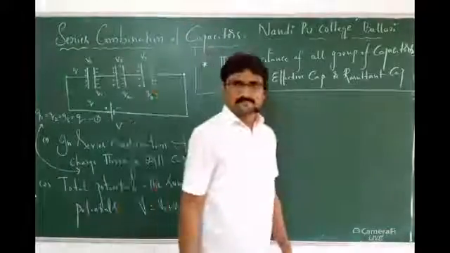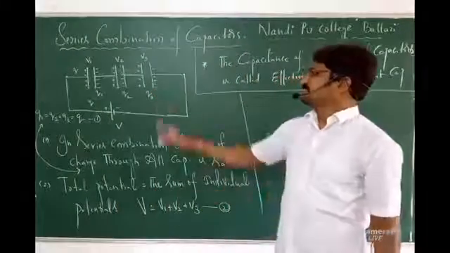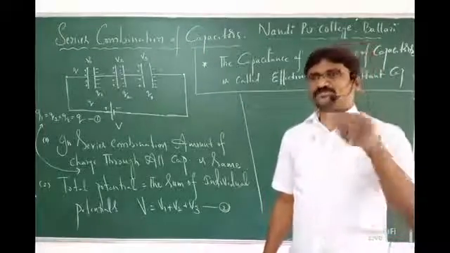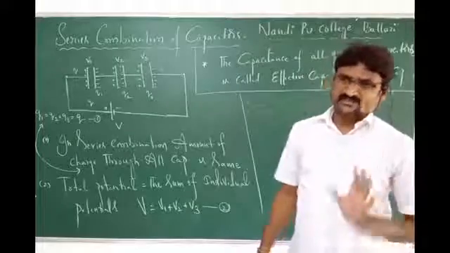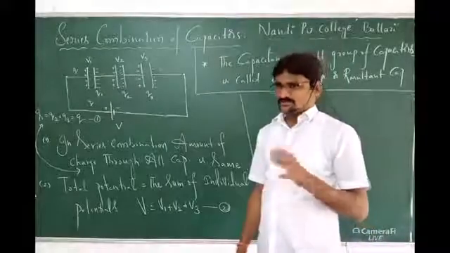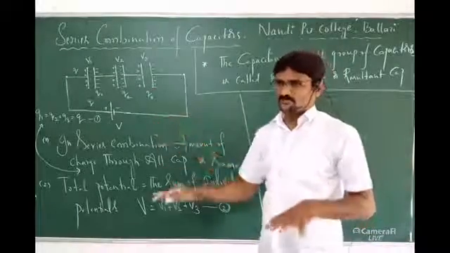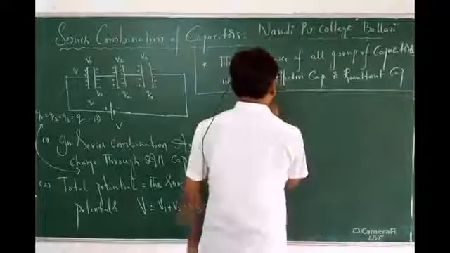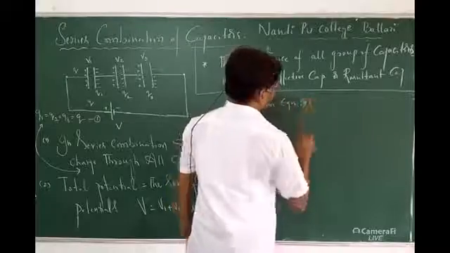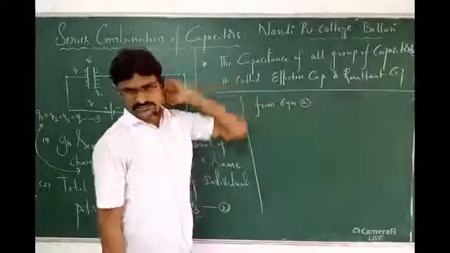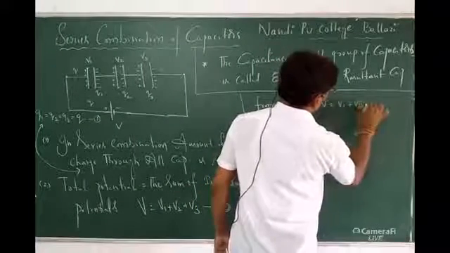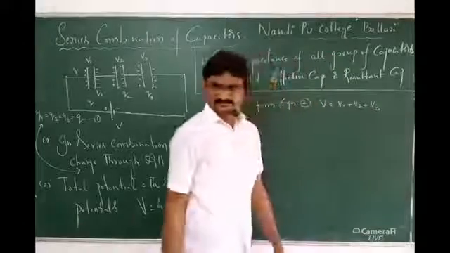What do I have to get? I have to find out my statement. Series combination of capacitors, for what purpose? To find effective capacitance. So how can I find effective capacitance? C is equal to the combination of what? That is what I want to find out. So I can use any one of the equations. From equation 2, what can I write? V is equal to V1 plus V2 plus V3, correct?